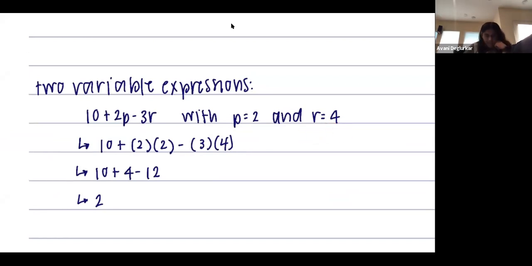So then we multiply these out. 2 times 2 is 4, 3 times 4 is 12. So we have 10 plus 4 minus 12. 10 plus 4 is 14, minus 12 is 2. Any questions?